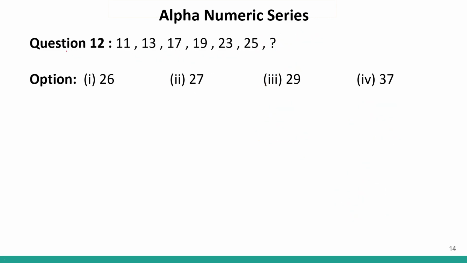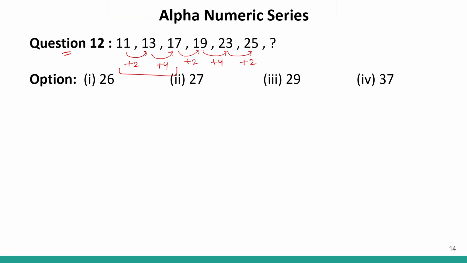Clear? Question number 12. We have 11, 13, 17, 19, 23, 25. I can see very small jumps. So this is basically addition of 2. This is basically addition of 4. Correct? This is addition of 2 and this is addition of 4. This again is an addition of 2 and this again is an addition of 4.